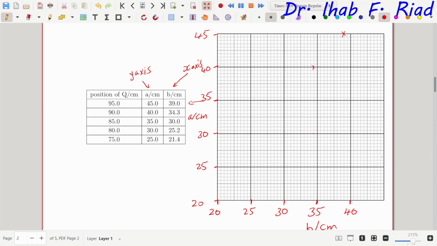Okay. Now we have 30 and 35. This is easy. It is over here. We have 25.2 and 30. So this is 25. This is 25.5. So it is over here. Okay. We have 21.4 and 25. So this is 20. This is 20.5. This is 21. And it is between 21 and 21.5. So it is around here.